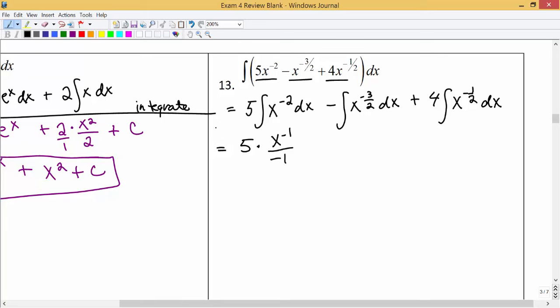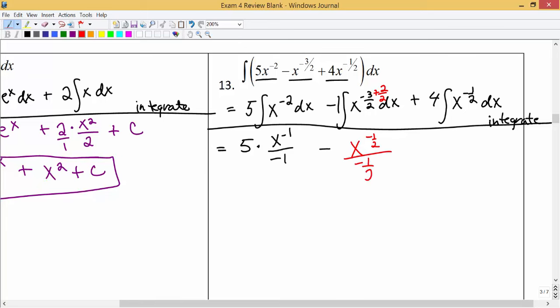So for the second integration, now we are actually integrating. For the second one, I'm going to bring down the negative. It's kind of like a negative 1 out front, so I'm going to bring down that constant of negative 1. And then I'm going to add 1 to the power, which means I'm basically adding 2 over 2. So that gives me x to the negative 1/2 power, and then of course we're going to divide by that new exponent of negative 1/2.